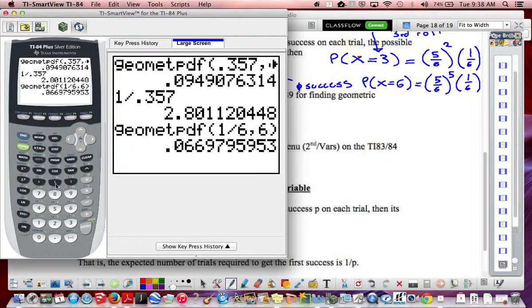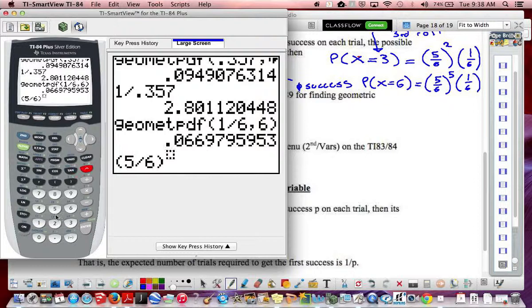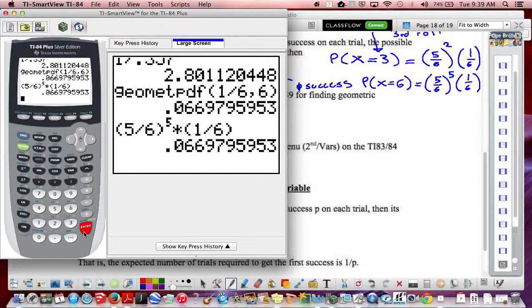The other way I could have done it was 5 divided by 6. This one I actually have to put in parentheses because I need to raise that fraction to the 5th power. Then I need to times that by 1 divided by 6. Notice how I get the same answer. So using the formula by hand or the calculator is just fine. Just note, if you use the calculator, please make sure you know what P is and what K is.